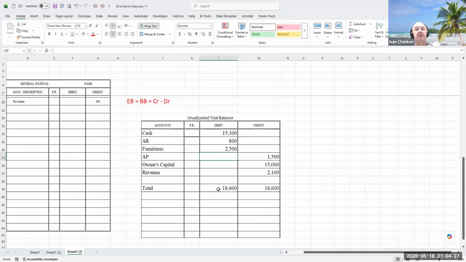So now, if this person asks you, what happened in my company, you can easily and clearly tell him, to this point, the company generated revenue, $2,100. Your capital is still 15,000. You have to pay $1,500. The assets of the company are cash, accounts receivables, and furnitures. Total assets are $18,600. Out of those assets, once you pay your accounts payable, the rest is yours.